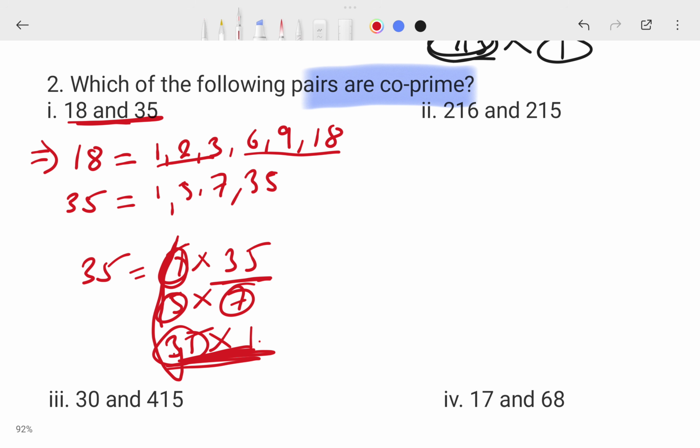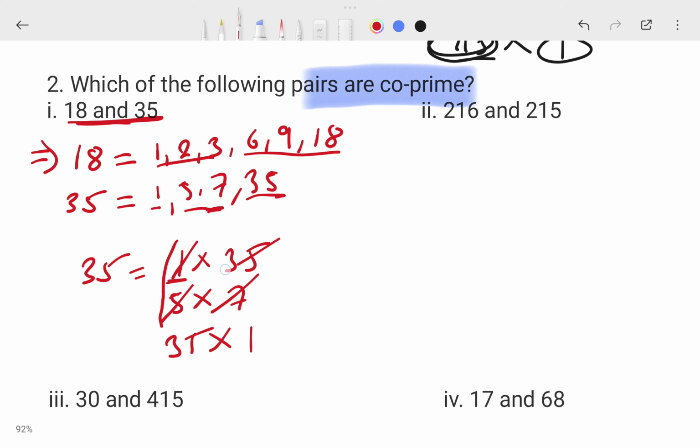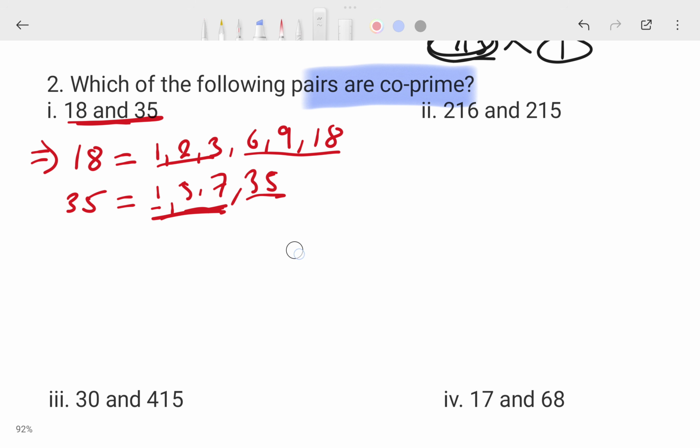If you did not understand this clearly, I will explain it again. Let's go back. 1 is there, 1 is already there, 5 is there, 7 is there, 35 is there. Here 1 and 35 are already there, so we don't have to write them two times. So the factors are the same. First we have to take the factors, and we already have the factors.